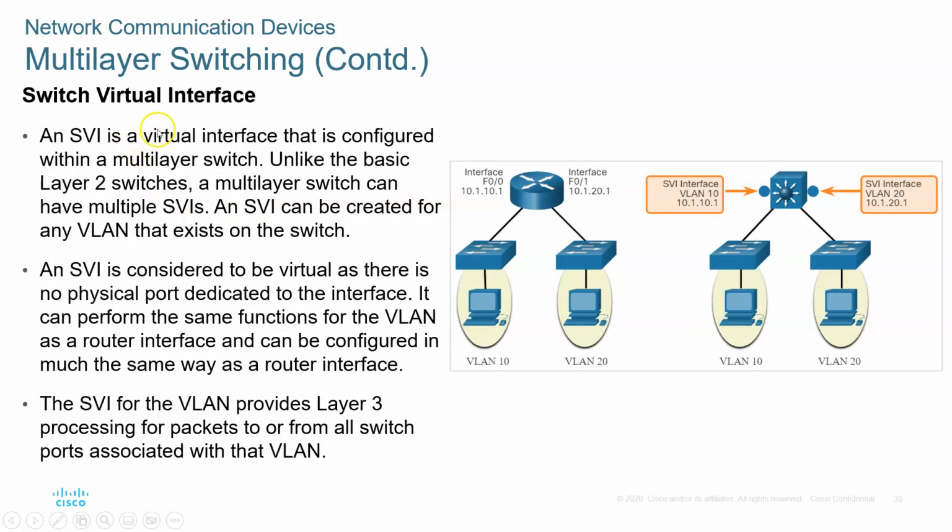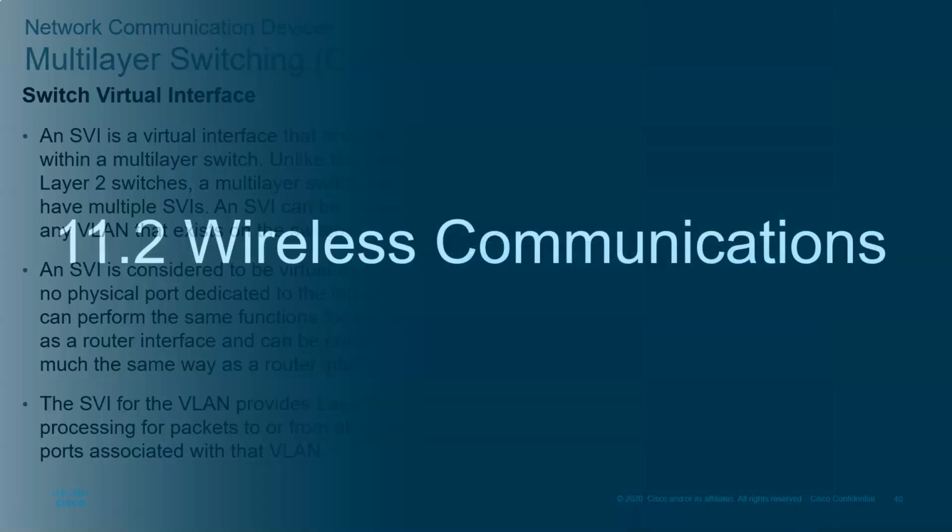A switch virtual interface is the interface for a VLAN. Remember when we typed interface VLAN 99 and gave it an IP address? That's what an SVI is. So write the first bullet point for the SVI.